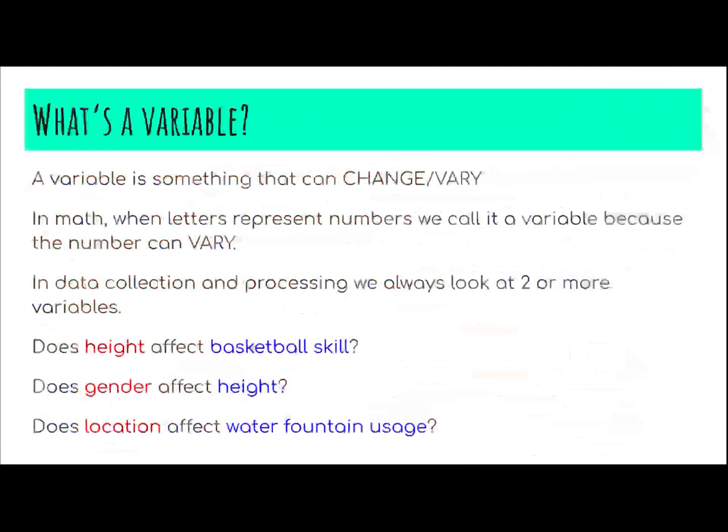If we go back real quick to our last slide, if we were trying to study the effect of height on basketball skill, height is independent. We cannot change the height of our participants, but we would look at their height, which happens anyway, and then measure how it affects their basketball skill. Are the taller people better basketball players than the shorter people?